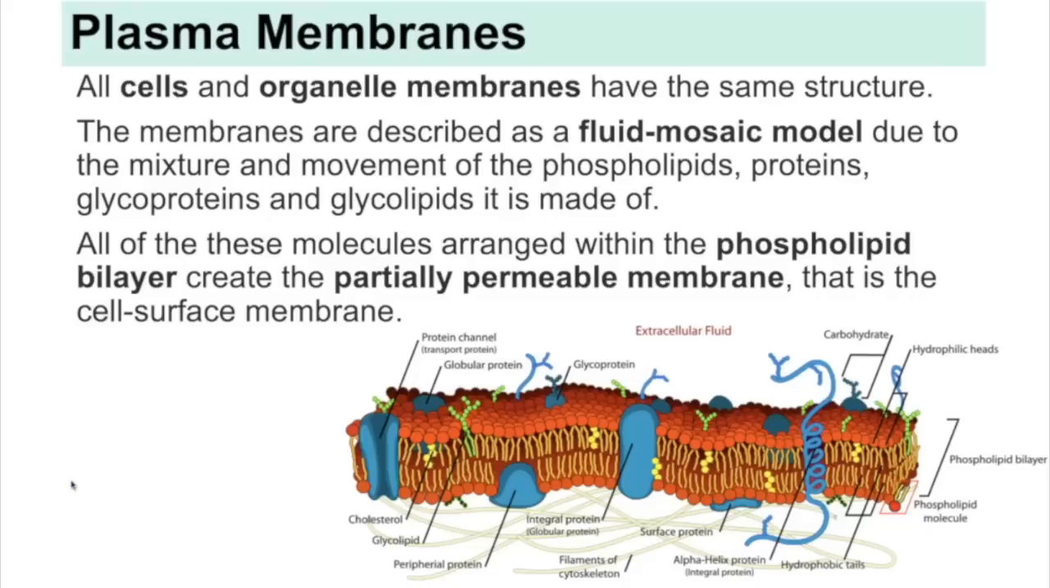So now on to plasma membranes. All cells and organelle membranes have the same structure. It's this fluid mosaic model, which is named because of the fact that it does have some slight movement, and also it's composed of a range of different molecules, such as phospholipids, proteins, glycoproteins, and glycolipids. All of these molecules are arranged within the phospholipid bilayer, and they create the partially permeable membrane.